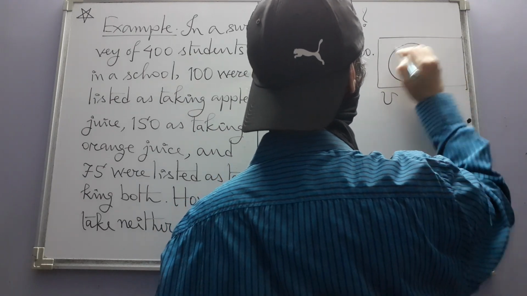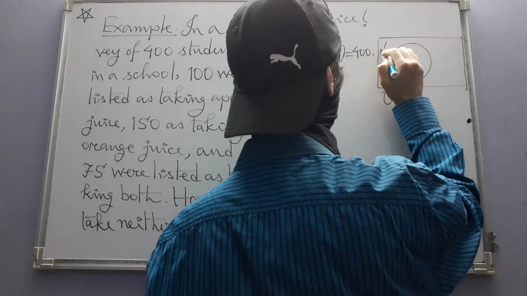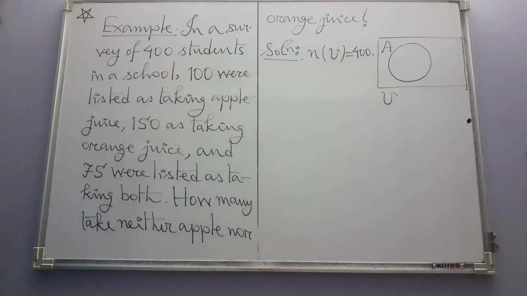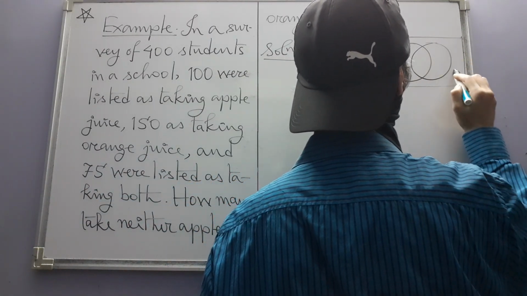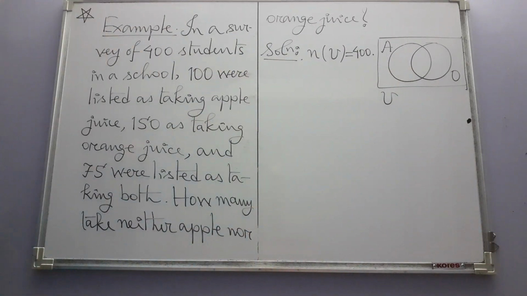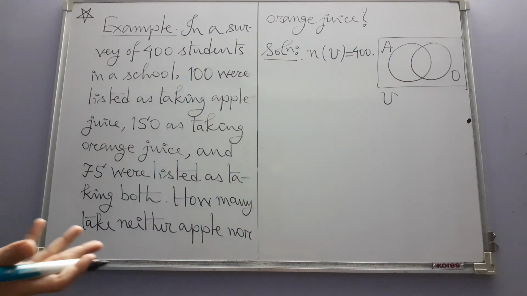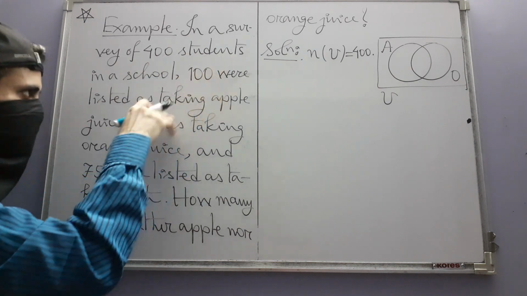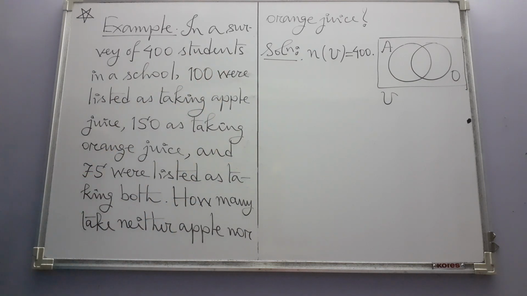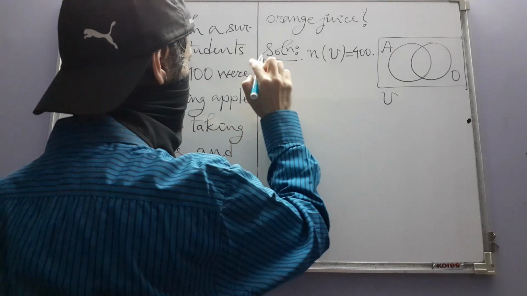And that is this set. Let me call it A for apple. And 150 like to take orange juice. So let me call that set O for orange. And they are of course both subsets of U, because after all, from all these students only we are considering those two sets. So what else is given?